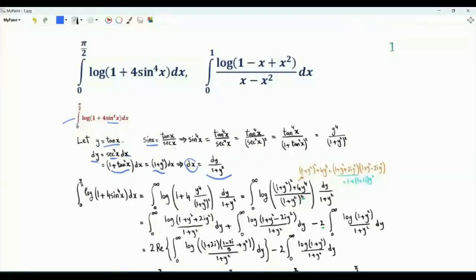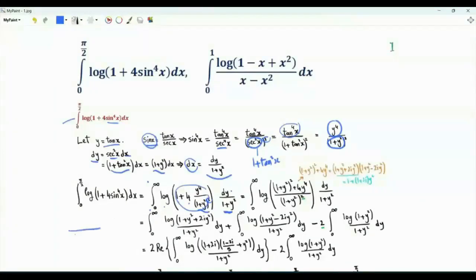Sine x is tan x over sec x. If we raise sine to the power 4, we get tan x to the power 4 divided by sec x to the power 4, which is sec x squared squared, and this sec squared is 1 plus tan x squared. This is 1 plus y squared. In the numerator, we have y to the power 4. Our integral becomes from 0 to infinity dy over 1 plus y squared, the natural logarithm of 1 plus 4y to the 4 over the square of 1 plus y squared.